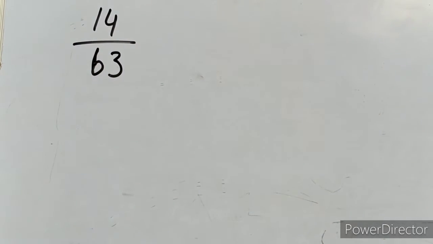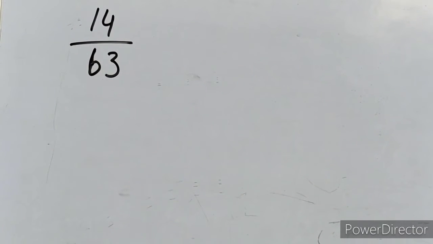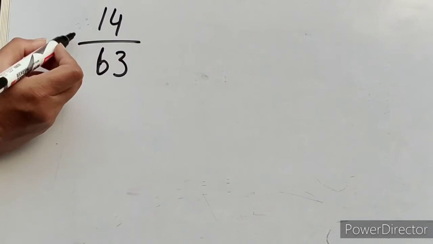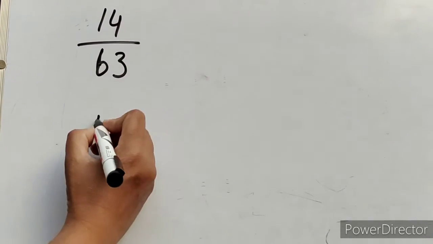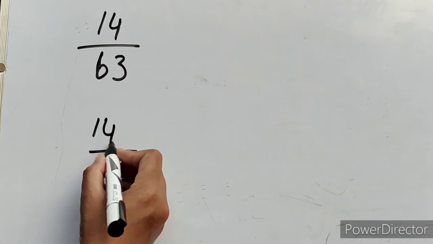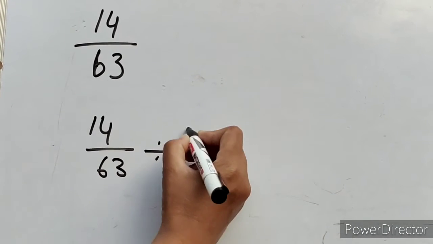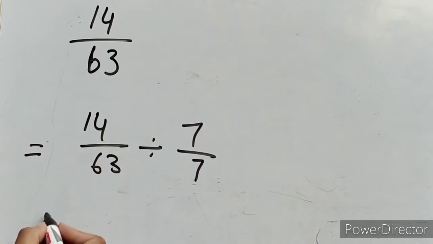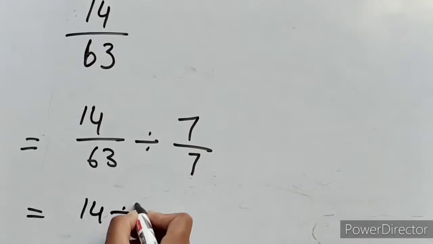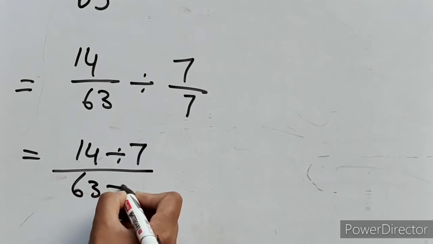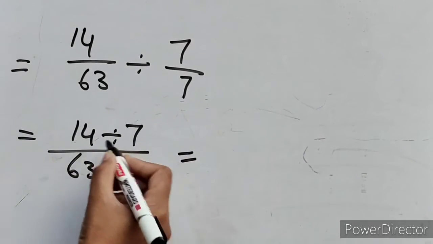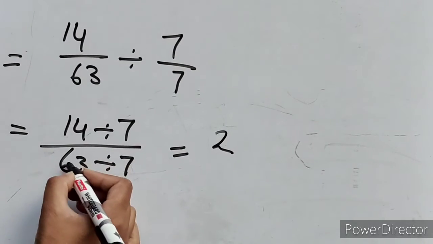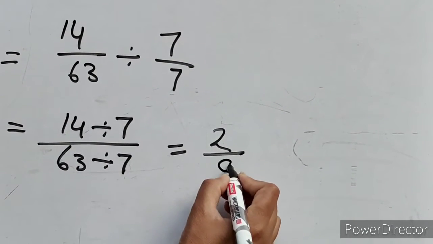Now we convert a fraction into the simplest form. 14 over 63. In both numbers, 7 is common. So 14 and 63 are both divisible by 7. We divide both by 7. 14 divided by 7, we get 2. 63 divided by 7, we get 9.